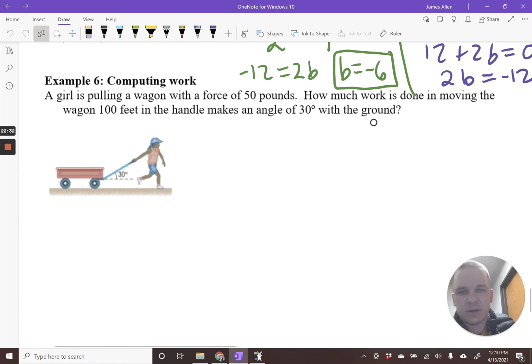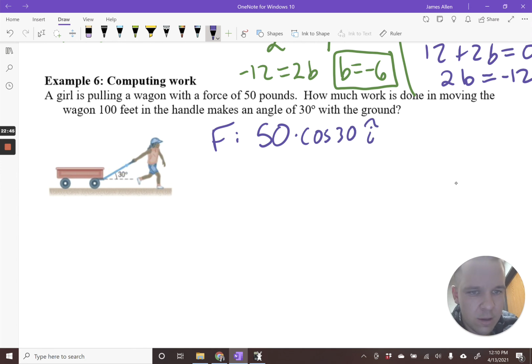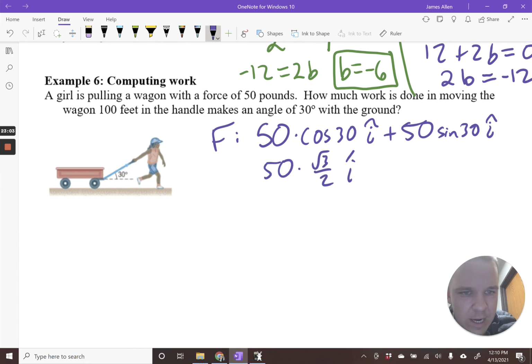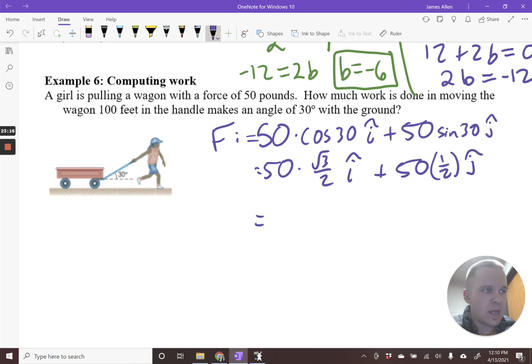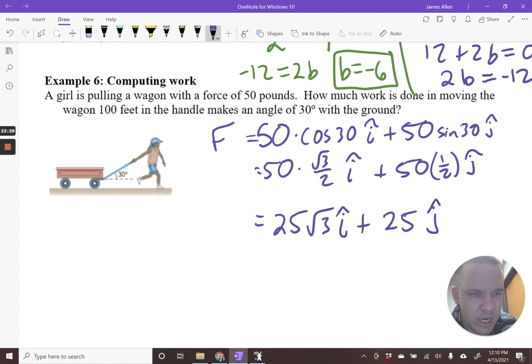I would have a force vector for that handle, the 50 pounds. So if I write up that vector here, I would have 50 times the cosine of 30 i hat plus 50 times the sine of 30 j hat. Let me simplify a bit. Cosine of 30 is root 3 over 2, and sine is 1/2. So 50 times root 3 over 2 i hat plus 50 times 1/2. I wrote an i there. That's a j hat. Boom. And then we've got 25 root 3 i hat and 25 j hat. So that's the force that's going on with moving that wagon.